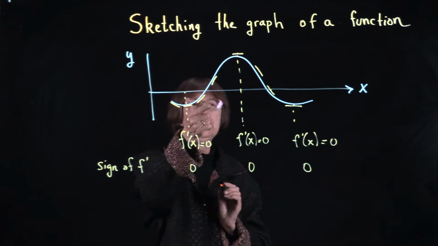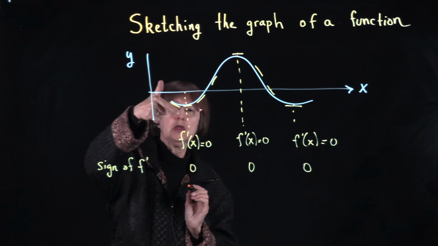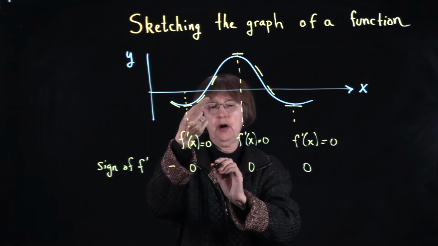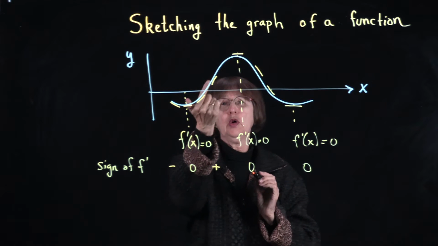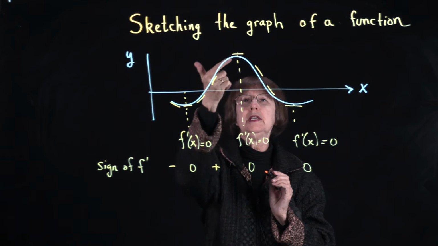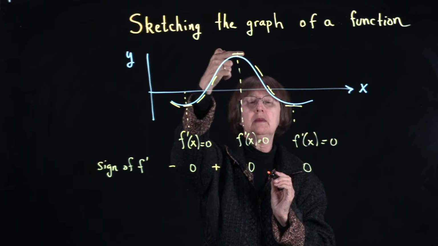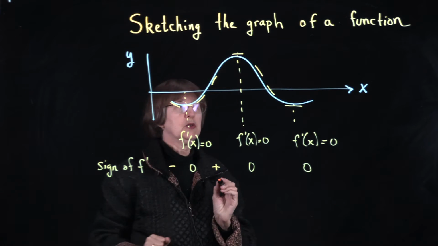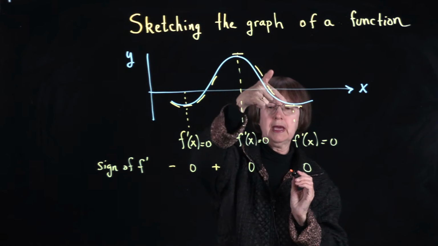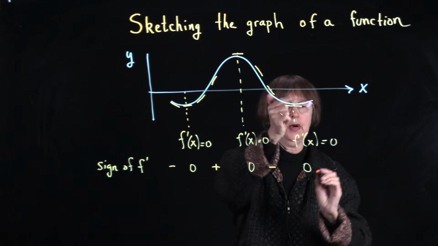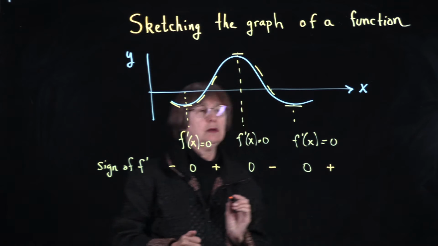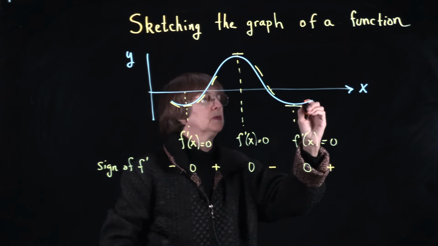Now what about between those places? Well, here the slope is negative, here the slope is positive. The slope first increases and then decreases back so that it becomes 0 when we get to this point, and then the slope becomes negative once more through this point, whereupon it increases one more time and becomes positive.